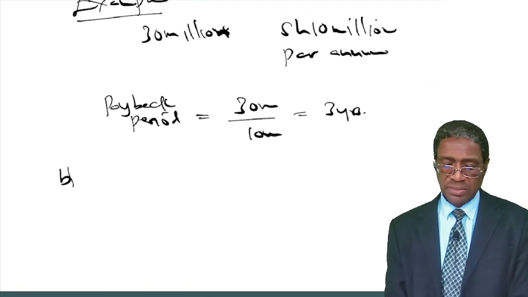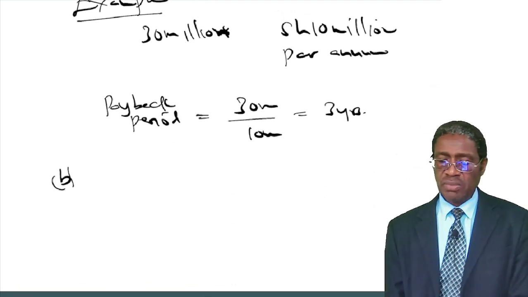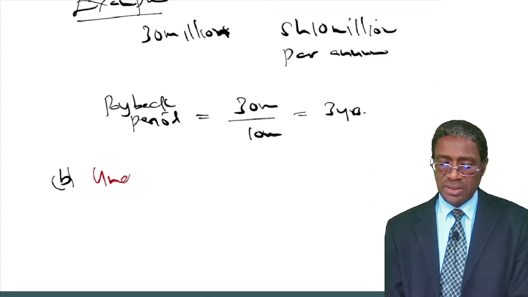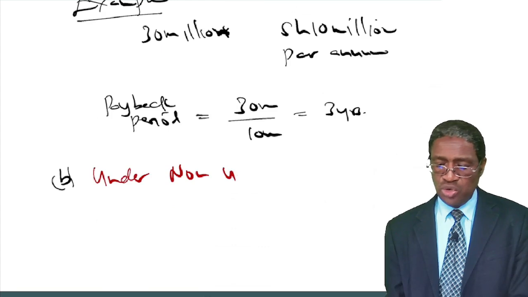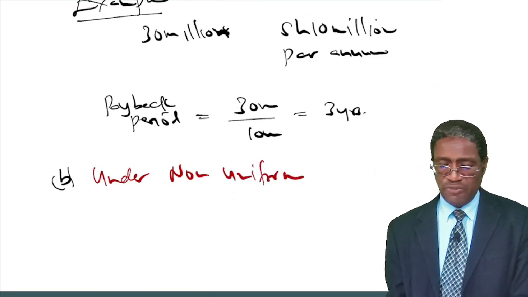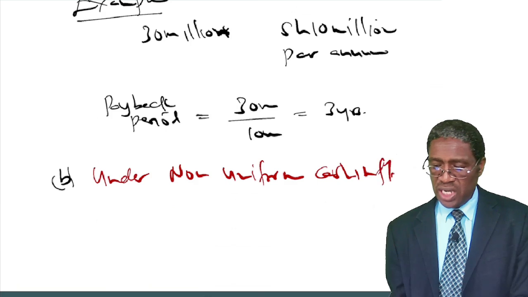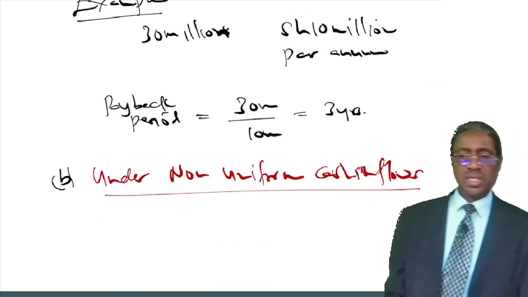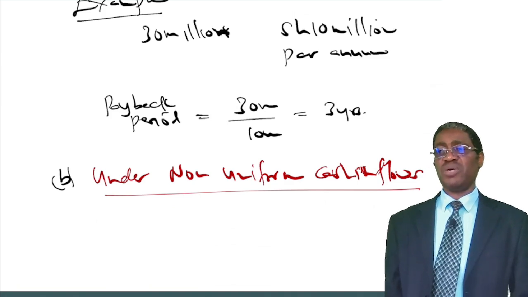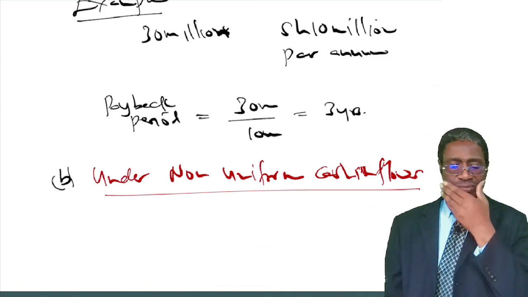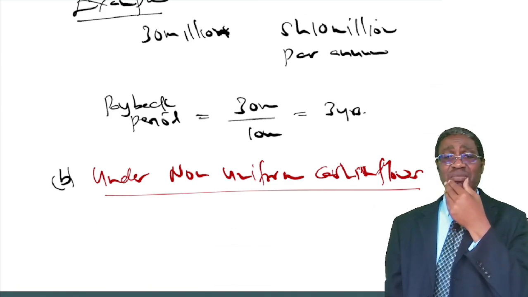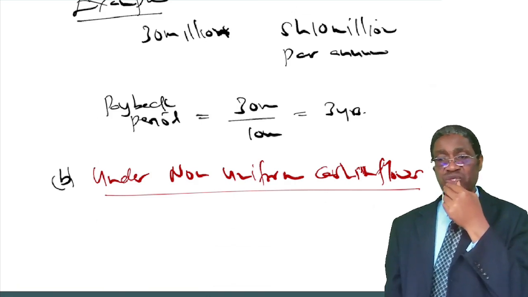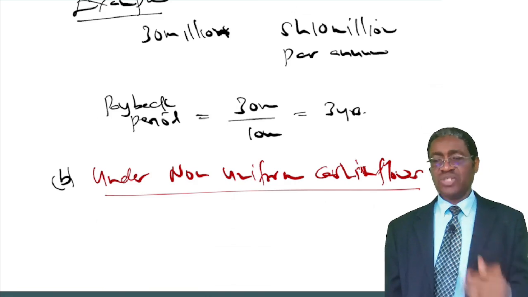So write B: under non-uniform cash inflows. I want to say something there below before we put down the formula again.